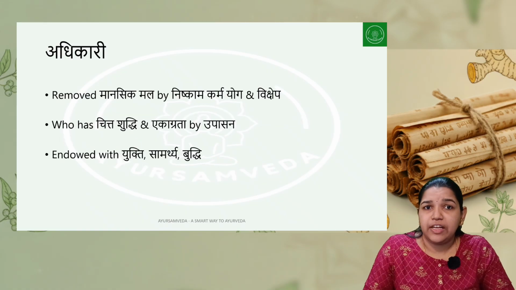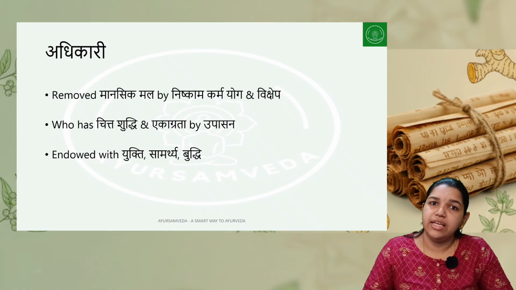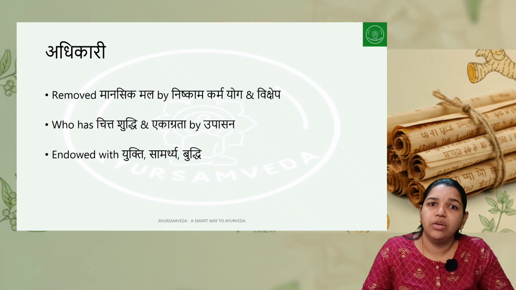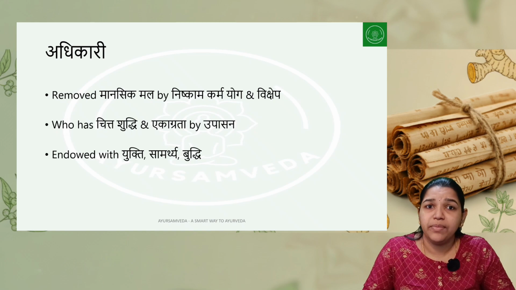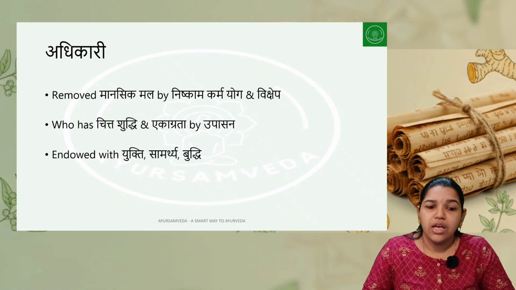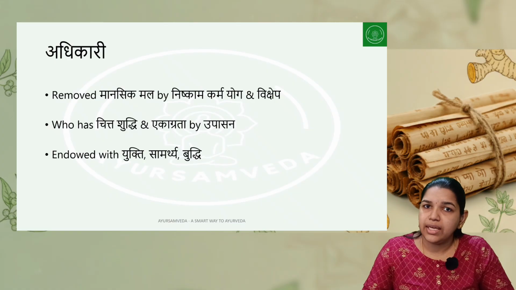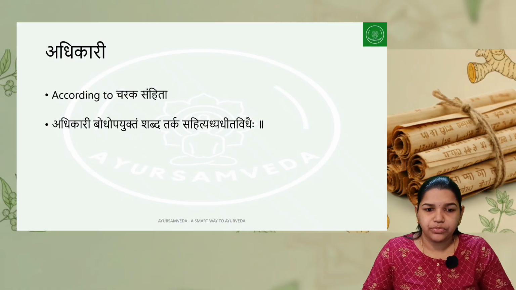Then this type of adhikari should be freed from manasika mala or manasika doshas by nishkama karma yoga, and from vikshepa by ekagrata, that is, by continuously practicing the reading of the textbooks or the study materials. In this way he should get ekagrata, and remove his manasika mala, having chitta shuddhi and ekagrata by upasana, and he should also be endowed with yukti, samarthya, and buddhi. Such people are considered to be adhikari.